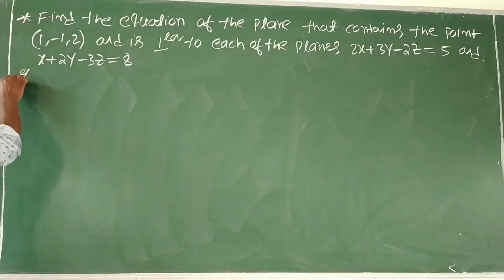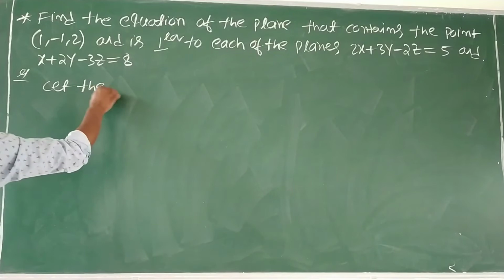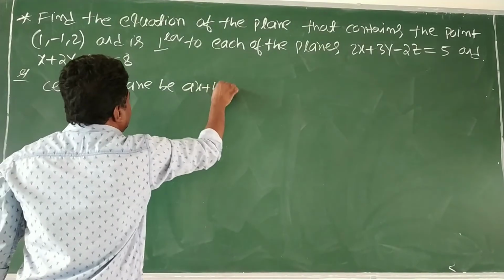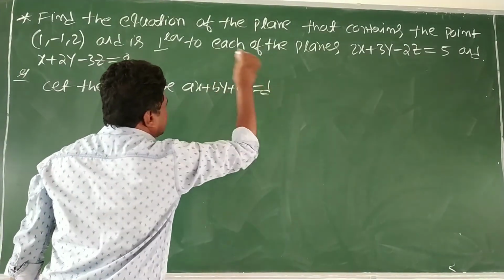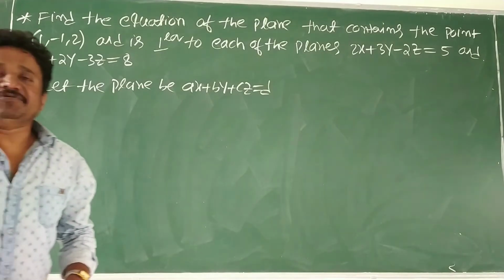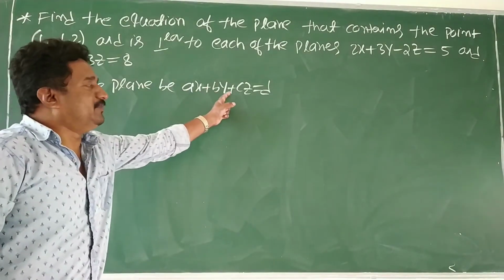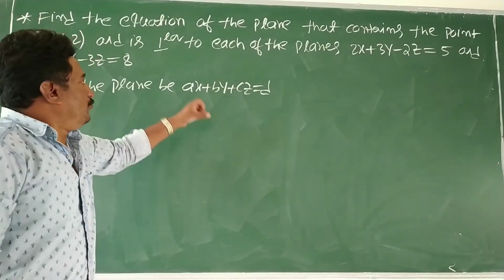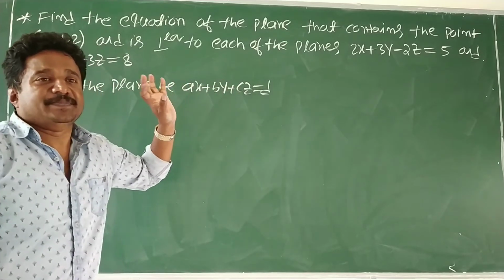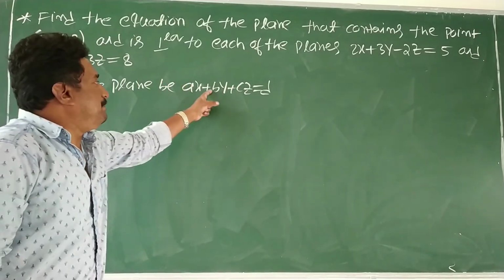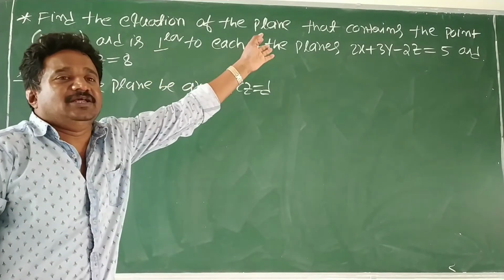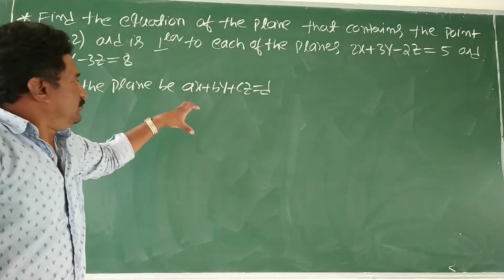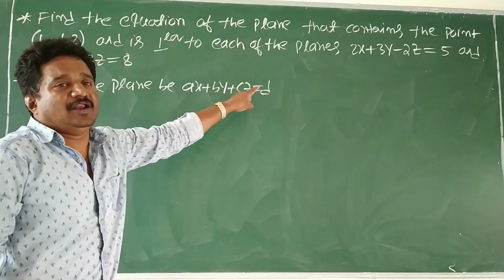Solution. Let the plane be ax plus by plus cz equals d. You assume the required plane as ax plus by plus cz is equal to d. All we have to do is find the a, b, c, d values. If we are able to find a, b, c, d using the given conditions of the question, that completes solving this problem.